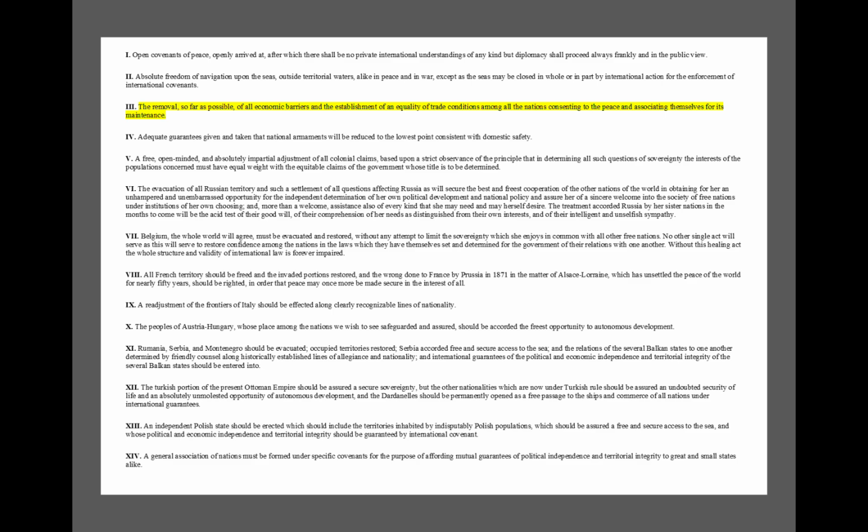Right? So let's start by looking at the economic part. The economic part was laid out in the third of the 14 points, which calls for a removal of all economic barriers and an establishment of an equality of trade among all nations consenting to the peace and associating themselves for its maintenance, to create a system based off of free trade. Right? The United States used its power after 1944-45 in order to create a world system based off of free trade.